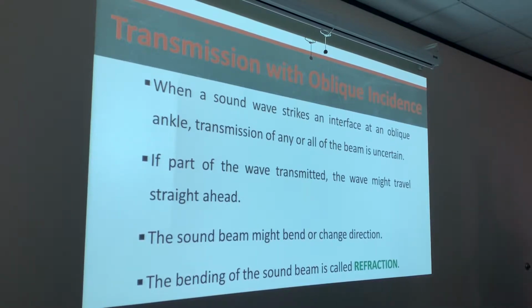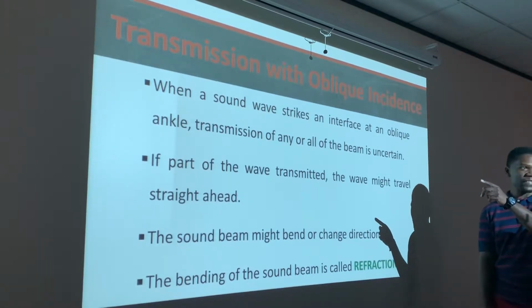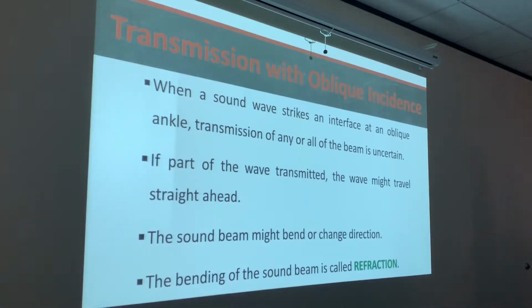So that was concerning reflection. Now let's talk about transmission with oblique incidence, which is just refraction. When a sound beam strikes an interface at an oblique angle, transmission of any or all of the beam is uncertain. We know this because we're hitting a structure at oblique incidence. It's too complex for us to predict the amount of intensity that's going to be reflected or transmitted. That's why it's uncertain.